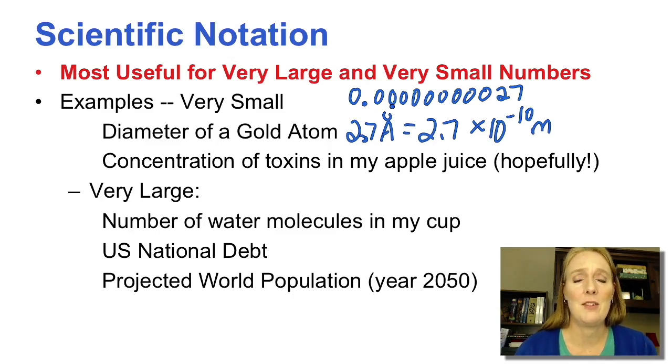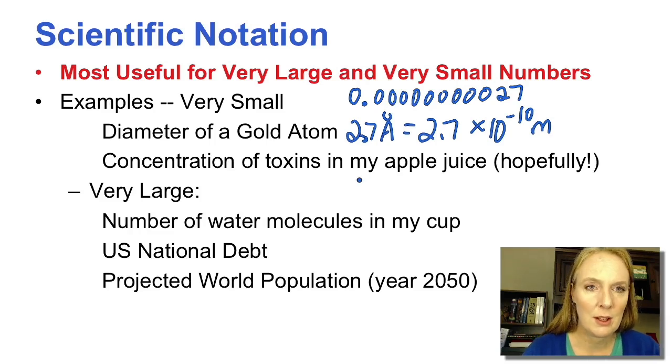Another thing I hope is a very small number is the concentration of arsenic in my apple juice. What do you think the concentration of arsenic in my apple juice is? Well, the Environmental Protection Agency in the United States says it has to be less than 3 parts per billion. Well, how much is 3 parts per billion?